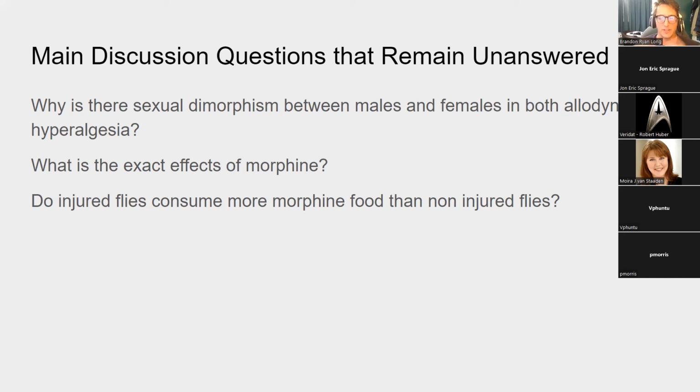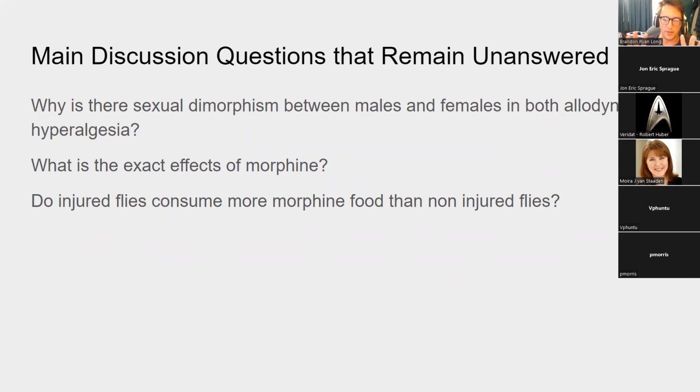But what are the exact effects of morphine? We seem to have a pretty good case that it does something, it has some modulatory role when flies are injured, but it's not so straightforward when it's a direct effect without the injury. And lastly, do injured flies consume more morphine than non-injured flies? This is also another question. We didn't actually record the amount of food that they consumed when they have the morphine mixed in. So maybe the obvious question is, well, how do you know how much was administered?